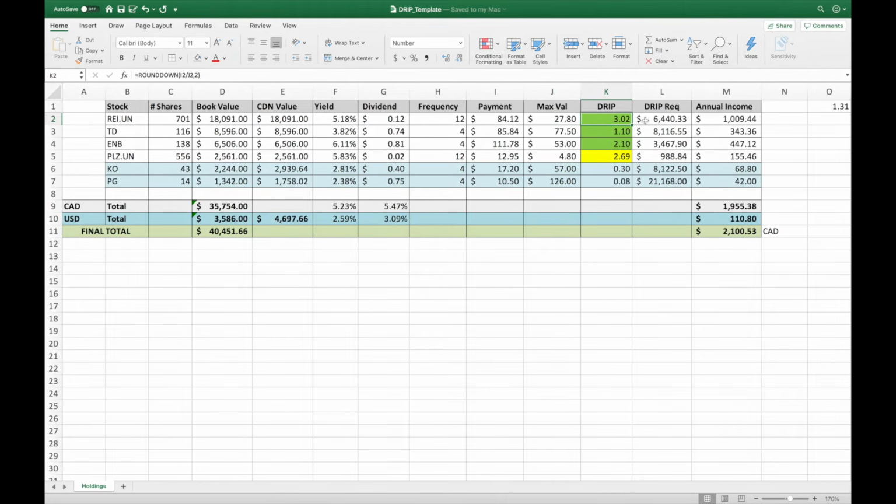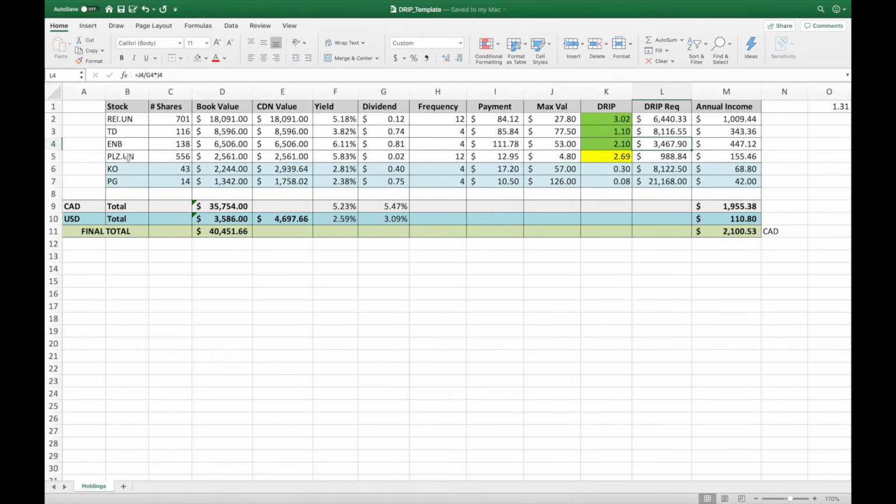The DRIP required is the same calculation I did earlier, but I'm now using this larger share price. So I need to own $6,440 in RioCan to qualify for a DRIP. I use this required amount to plan out my investments. Based on the calculation, you'll find that companies with a very small share price and with a large dividend will have a very small DRIP amount required.